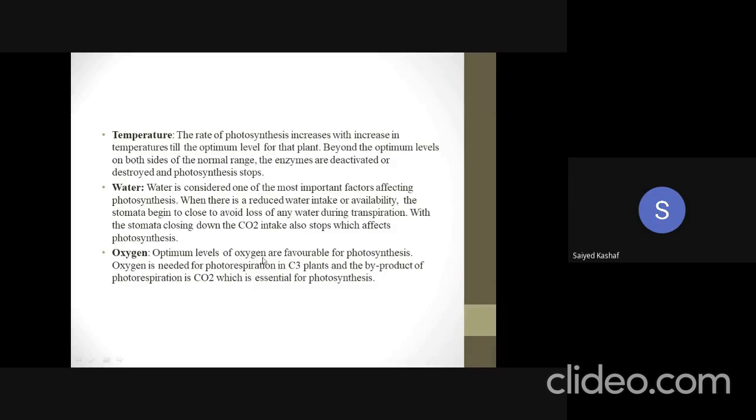The optimum level of oxygen should be maintained. So it favors photorespiration in C3 plants, and the byproduct of photorespiration is CO2, which is essential for the Calvin cycle, right? So somehow this is helpful, but we can't say this is helpful because it utilizes the energy that we have produced in the light reaction. So ultimately, they show some kind of modification. We can consider photorespiration as one kind of modification.